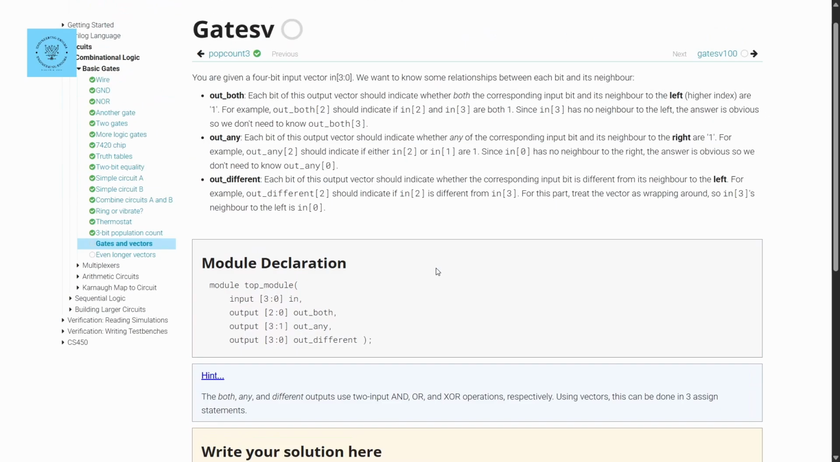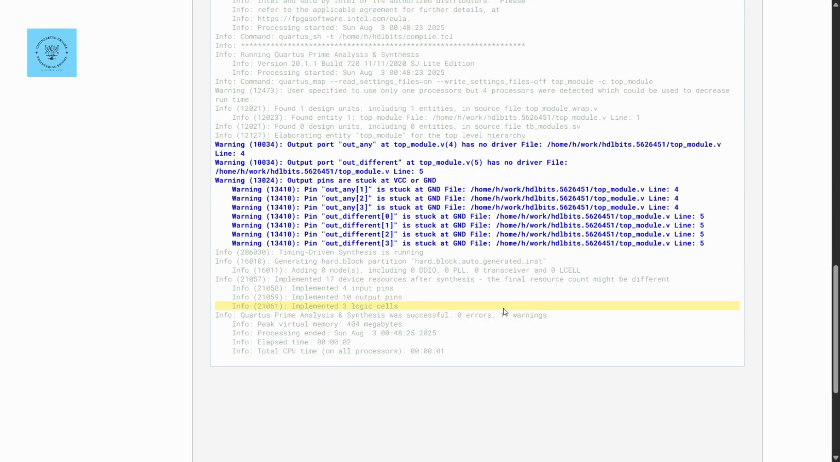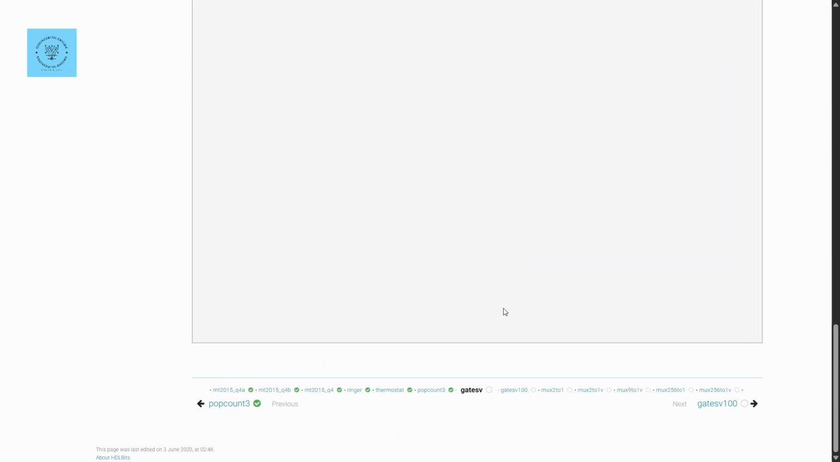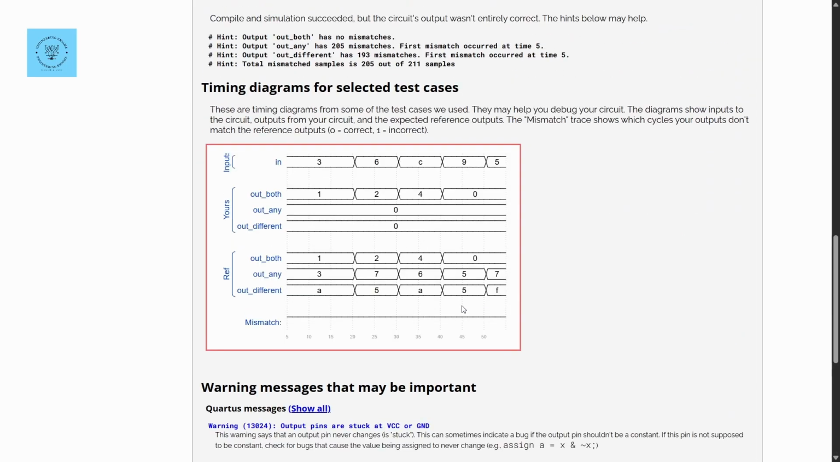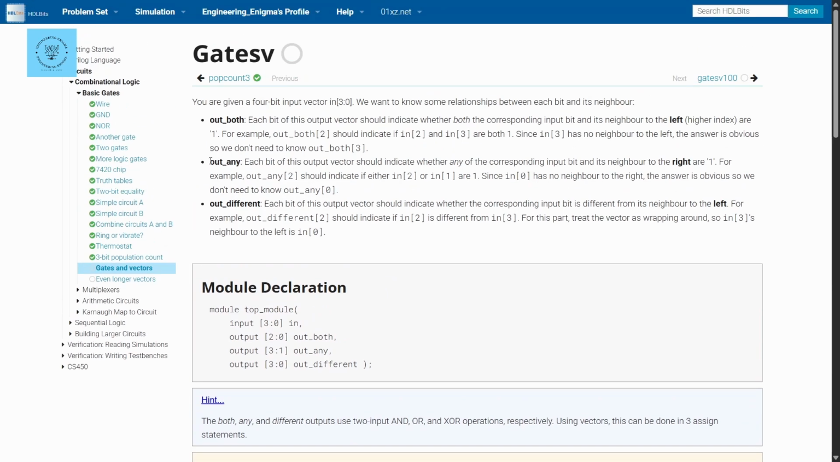Let's see if our first assign statement is working. Let's submit the code. Looking at the timing diagram, we can see the output of out_both is working. Now let's understand what out_any is.